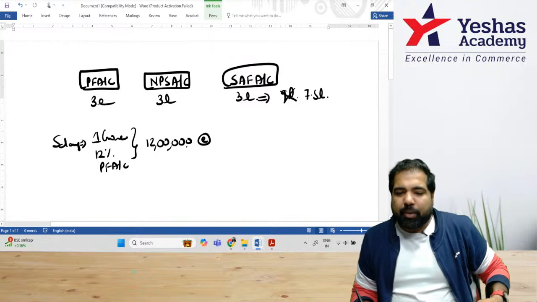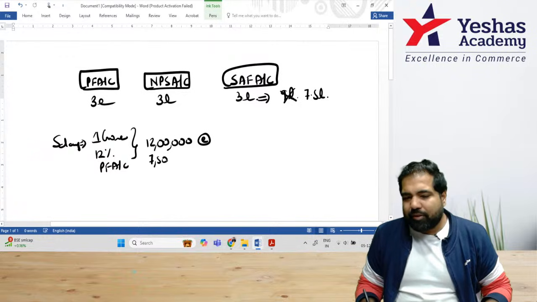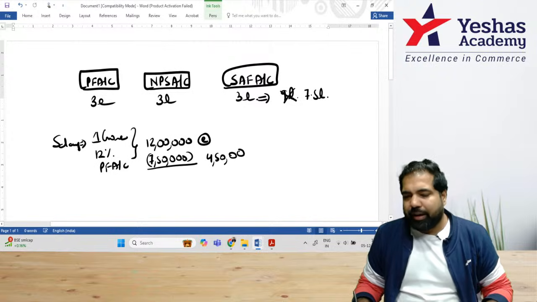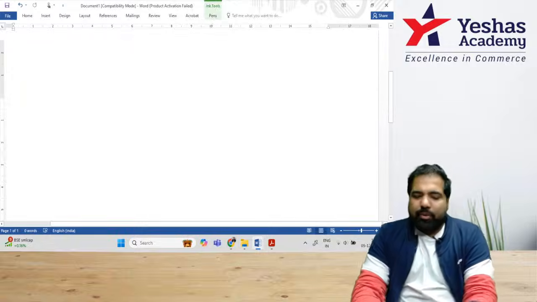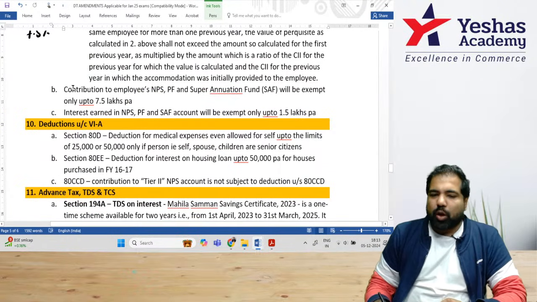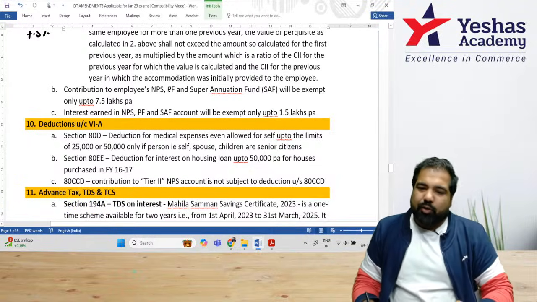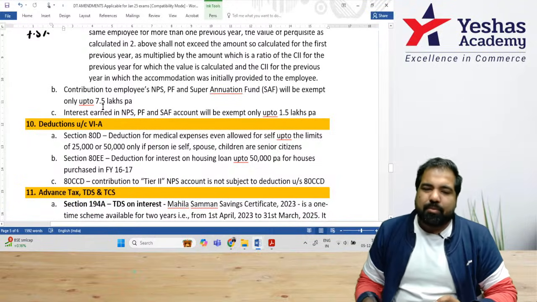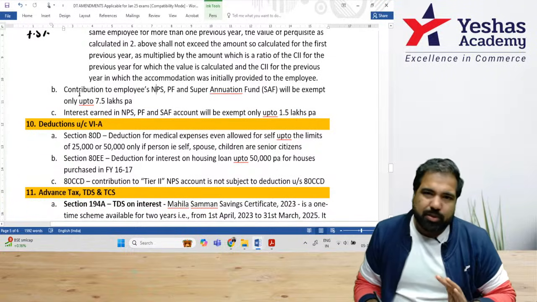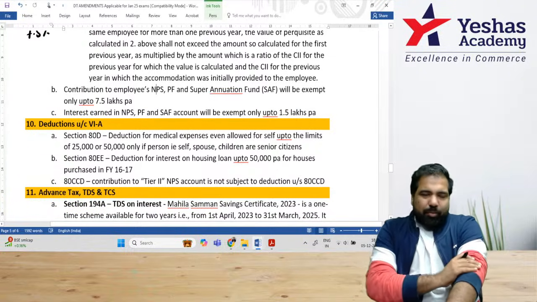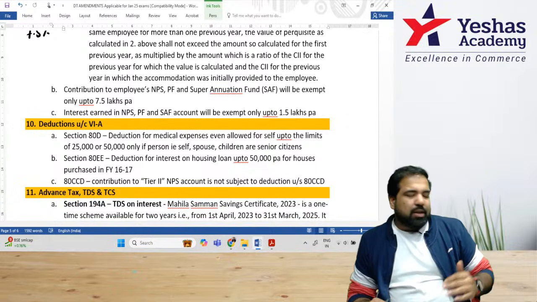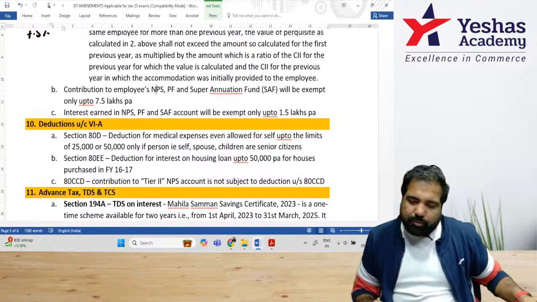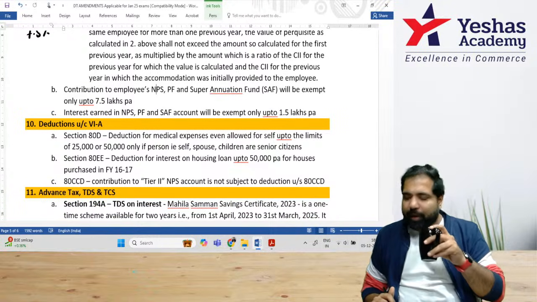Earlier it used to be exempt, but now out of 12 lakh, only 7.5 lakh will be exempt, and the remaining 4,50,000 will become taxable. This is something you have to keep in mind, everyone. So I'm just reading it from our sheet here. Contribution to employees' NPS, Provident Fund and Superannuation Fund will be exempt, but only up to 7.5 lakh rupees per year. So they're still giving you the benefit, but they've limited it to 7.5 lakh. Don't worry, if it exceeds, then only give benefit up to 7.5 lakh. If it's lower than that, then there's no problem at all.